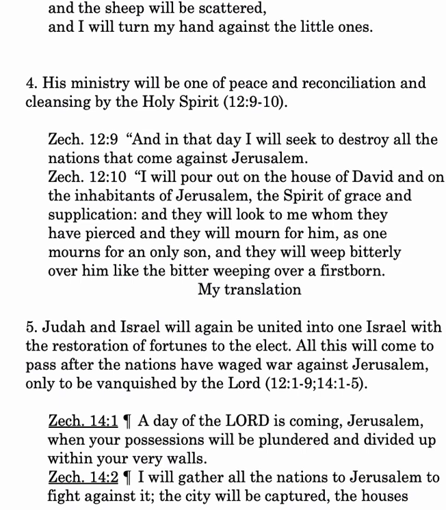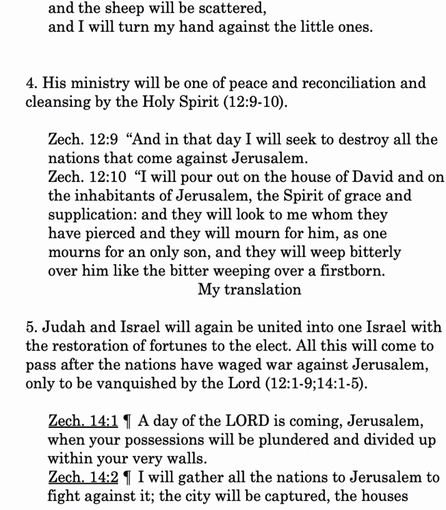Zechariah 12:9-10. And in that day, I will seek to destroy all the nations that come against Jerusalem. I will pour out on the house of David and on the inhabitants of Jerusalem the Spirit of grace, I see that as the Holy Spirit, and supplication. And they will look to me whom they have pierced, and they will mourn for him as one mourns for an only son, and they will weep bitterly over him like the bitter weeping over a firstborn.